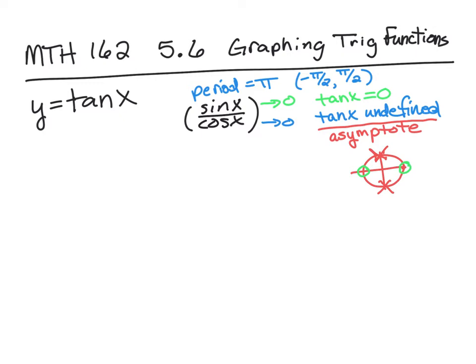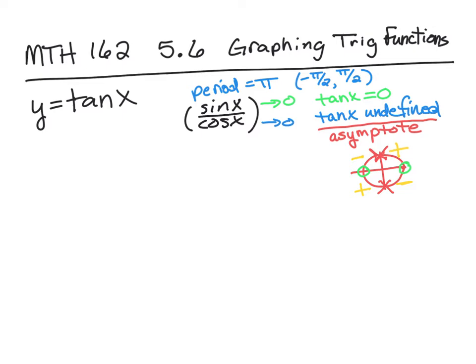In quadrant 1, tangent is positive. Quadrant 2, it's negative. Quadrant 3 is plus, and quadrant 4 is minus. That's all. Oh, it looks like a Christmas wreath or something. That's all we need to know.